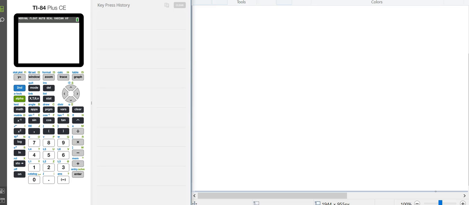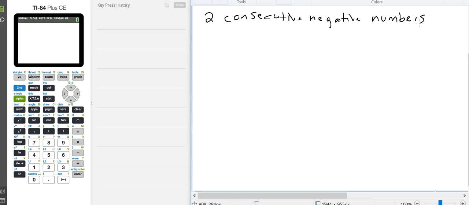In this video, we're going to discuss one type of quadratic word problem where you're asked to find two consecutive numbers and you're given either their sum or their product. Let's look at an example. Let's say you have a question that tells you to find two consecutive negative numbers that when multiplied, their product is 72. So how would we answer this question?